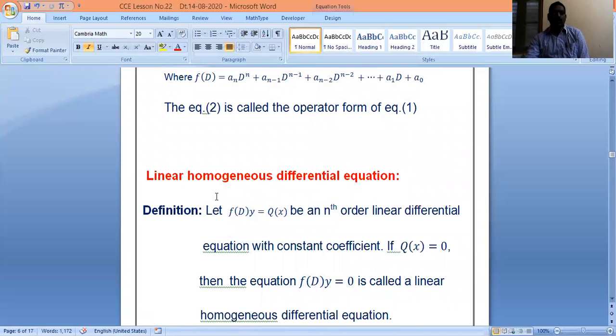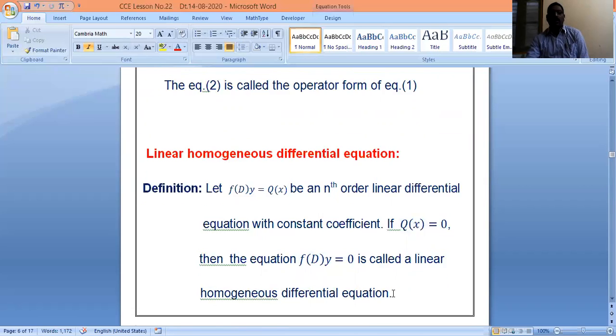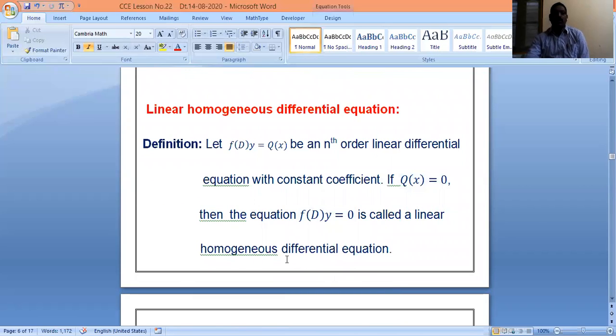Now, what is a linear homogeneous differential equation? Let f(D) y = q(x) be an nth order linear differential equation with constant coefficients. If q(x) is equal to 0, then the equation f(D) y = 0 is called a linear homogeneous differential equation.